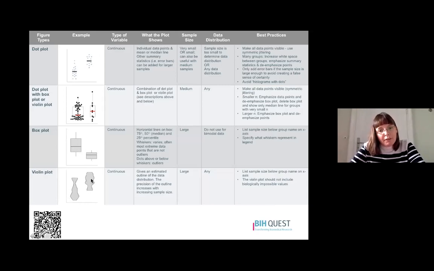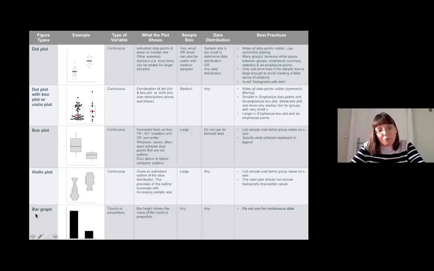One really important thing to remember about box plots is if your distribution happens to be bimodal, that won't be visible in a box plot. So always avoid a box plot for bimodal data and use a violin plot instead. And then the last point is the bar graphs. The point is not that you should never use them. It's that you should restrict the use of them to what they're intended for, which is counts or proportions.